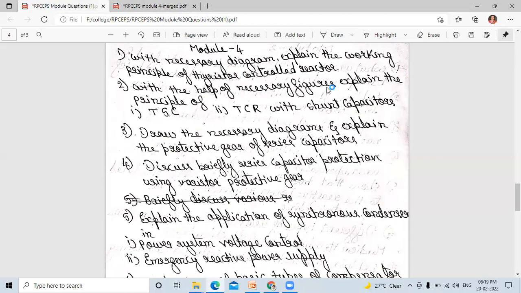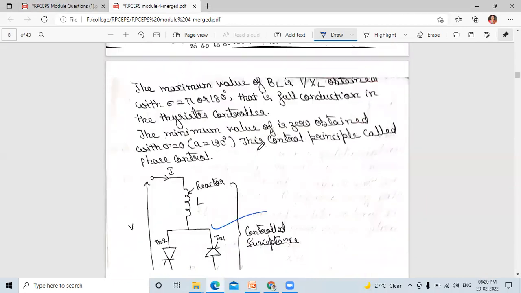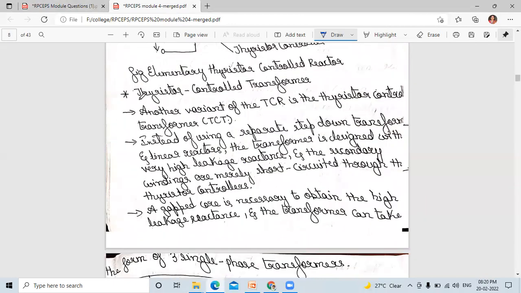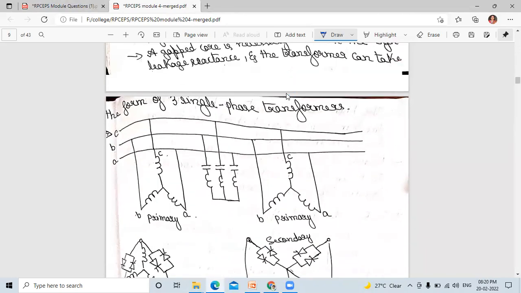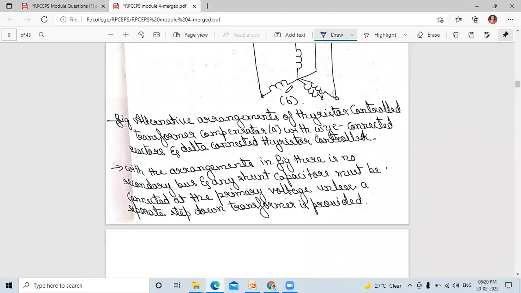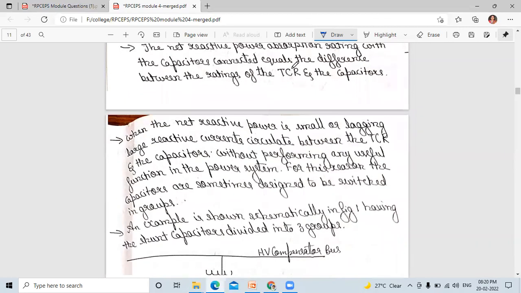With the help of necessary figures, explain the principle of TSC and TCR with shunt capacitor. Okay, TSC. This is thyristor controlled transformer. This is TCT. This is TCR with the shunt capacitor. Second question. Okay. TCR with the shunt capacitors.